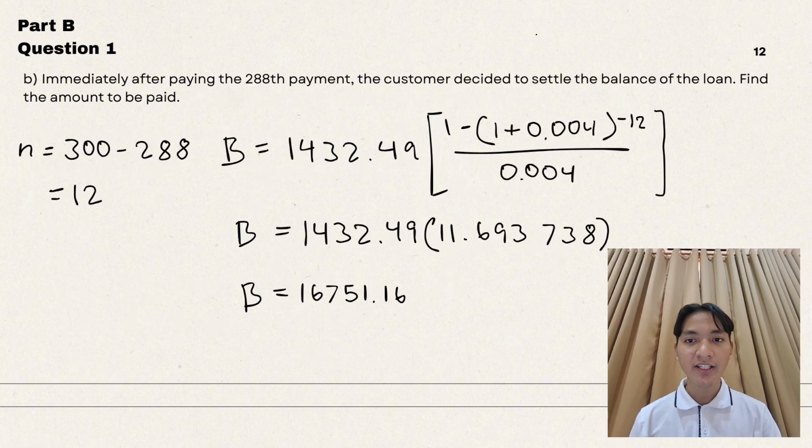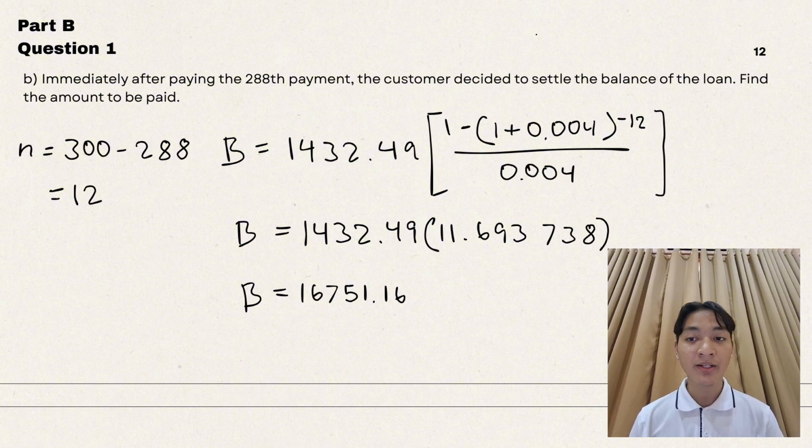Part B. Immediately after paying the 288th payment, the customer decided to settle the balance of the loan. Find the amount to be paid. N is 300 minus 288 equals 12. In this question, we'll use the annuity formula, but replace S with B. Then we'll get B equals to 1,432.49, open bracket, 1 minus, open bracket, 1 plus 0.004, close bracket, to the power of negative 12, divided by 0.004, close bracket.